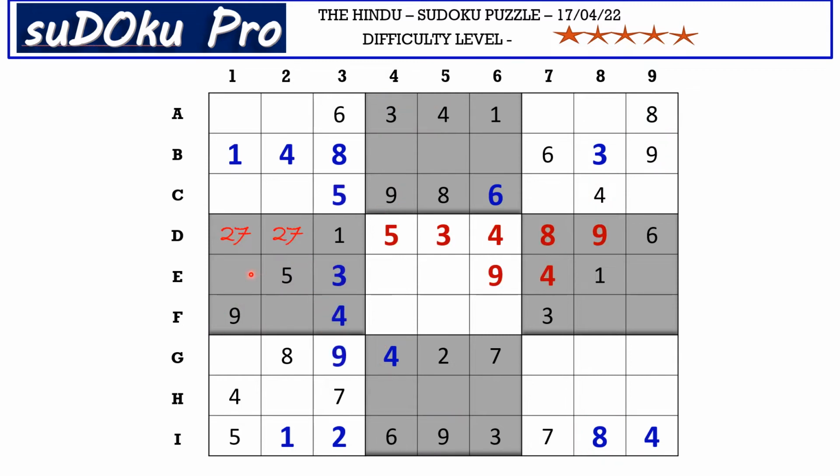Now in this fourth block, there are only 2 empty cells and the missing numbers are 6 and 8. There is 8 blocking from here. So F2 takes 6 and E1 takes 8.